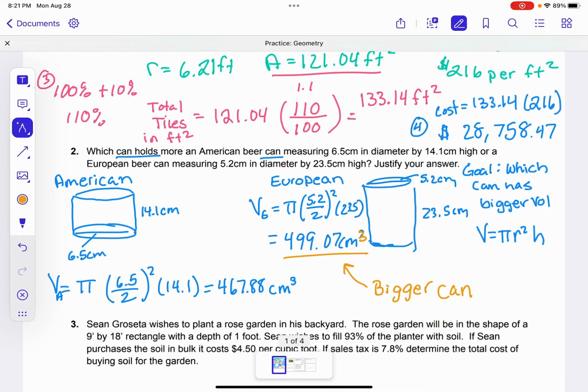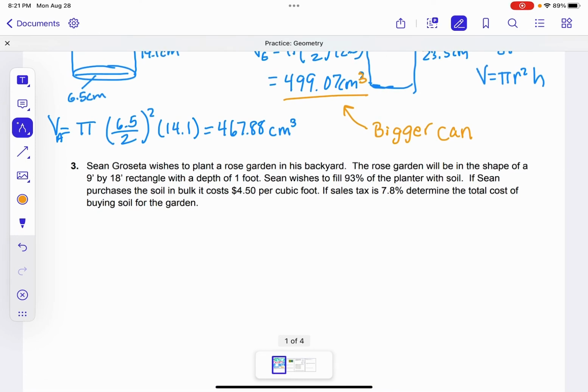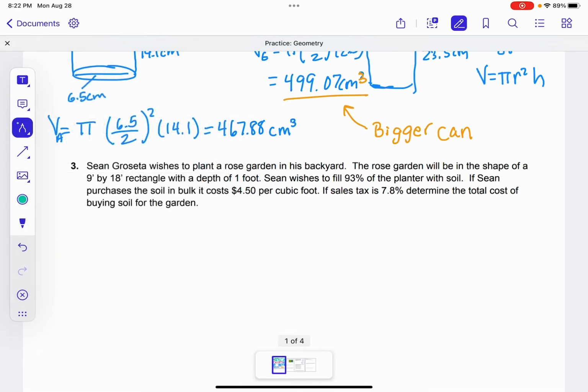All right, one last problem on this page. So Sean, my son, is looking to plant a rose garden in his backyard. And in this particular rose garden, it's going to be the shape of a 9-foot by 18-foot rectangle. Keep in mind that little tick mark is foot, with a depth of 1 foot. He's going to fill 93% of it with soil.